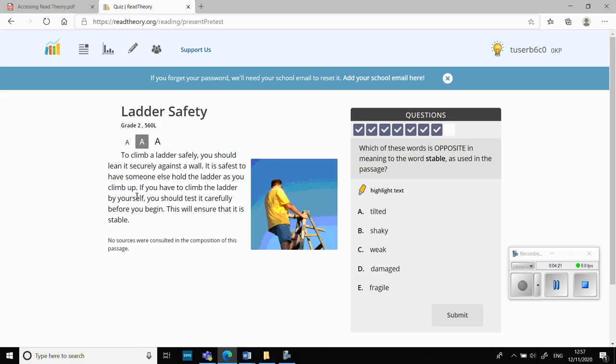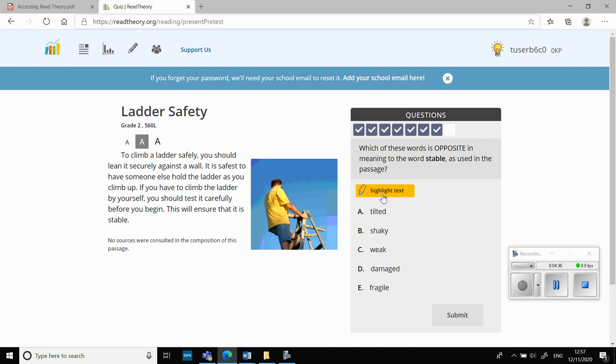This is the last question. I'll do this one properly. To climb a ladder safely, you should lean securely against the wall. It is safest to have someone else hold the ladder as you climb up. If you have to climb the ladder by yourself, you should test it carefully before you begin. This will ensure it is stable.